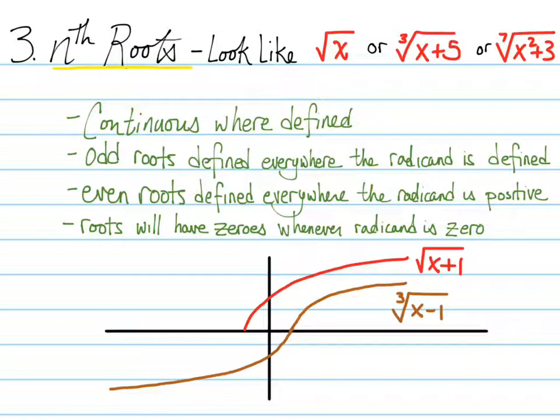Nth roots. So, nth roots are things like the square root of x, or the cube root of x, or the 7th root of x, or the 4th root of x, or all these roots. So nth roots are also continuous. These may not be smooth. There may be pinch points depending on what your root looks like. But odd roots are defined everywhere the radicand is defined, and the radicand is the stuff inside. Like if you look up top, x plus 5 and x squared plus 3 are the radicands, because they're what's under the radical sign.